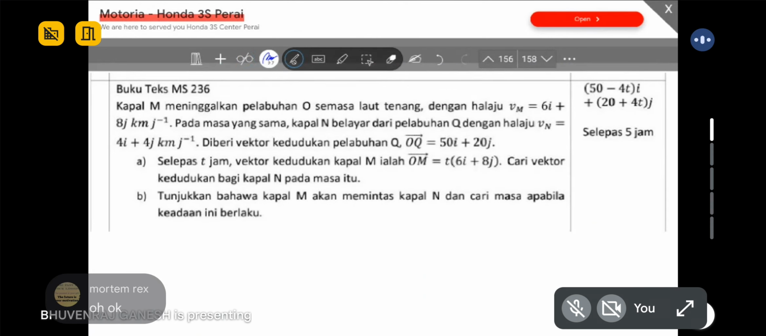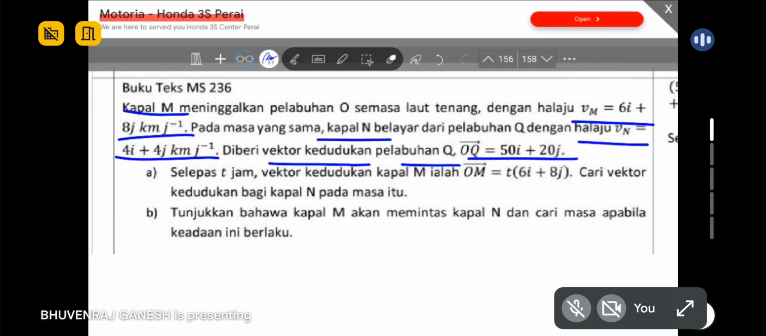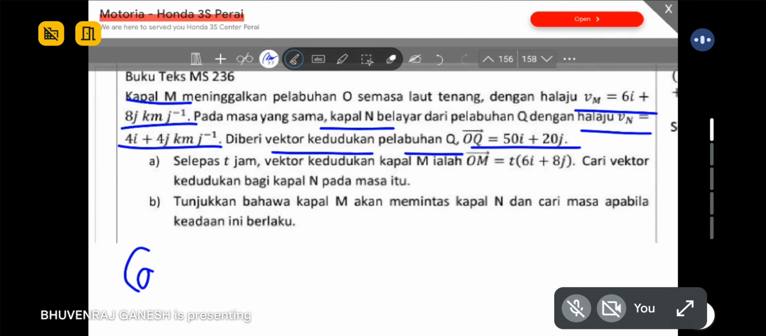Okay, another type of question. So this one we are talking about ships, guys. Kapal. So kapal M and kapal N. They tell you velocity of M is this one. Velocity of N is this one. And vector kedudukan, position vector is 50i plus 20j. Okay. All right. Question A.